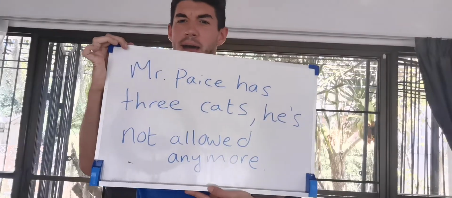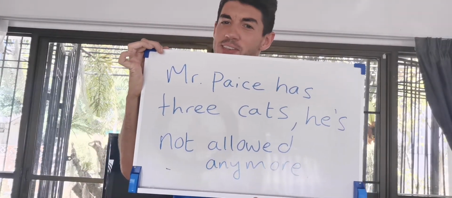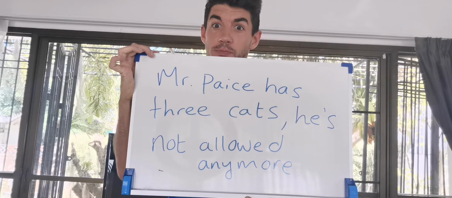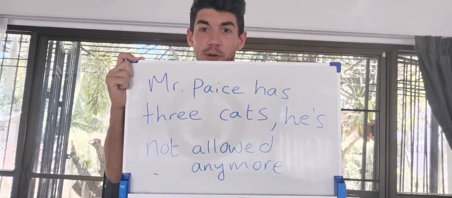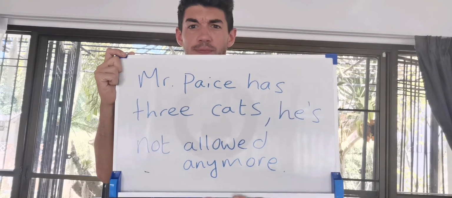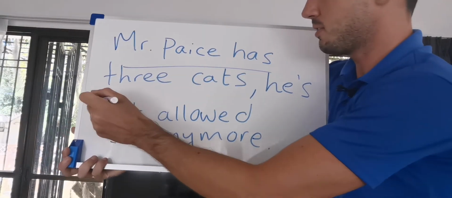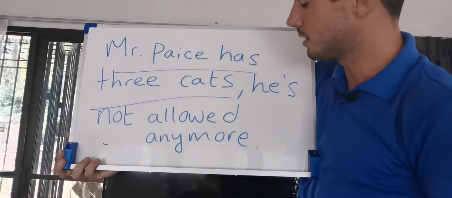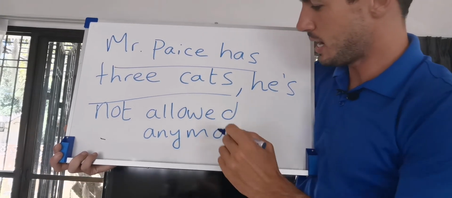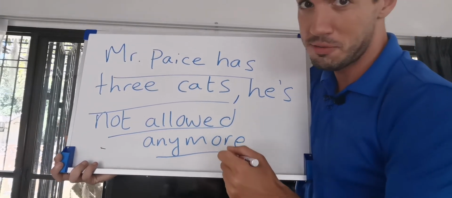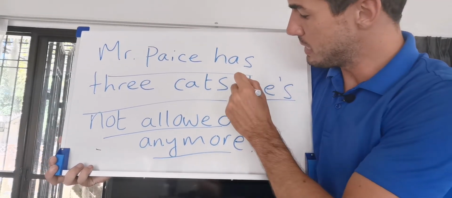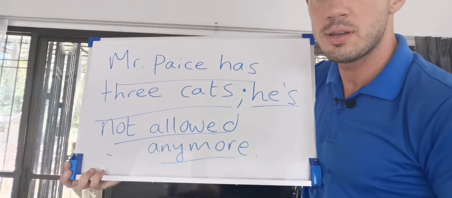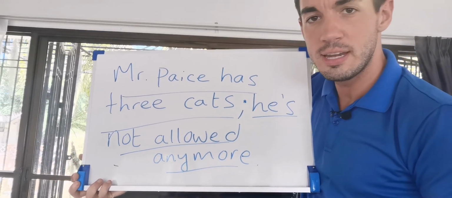Now let's look at a couple more examples. Mr. Pays has 3 cats. He's not allowed anymore. So again, hopefully you've noticed that I've made yet another comma splice error. So let's fix it. So of course, Mr. Pays has 3 cats is an independent clause. He's not allowed anymore, which is very true, is another independent clause. So the semicolon is going to separate those two independent clauses.